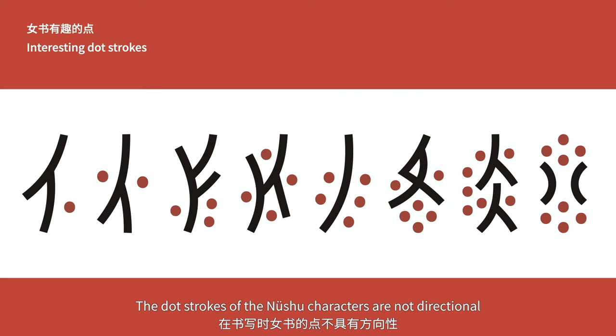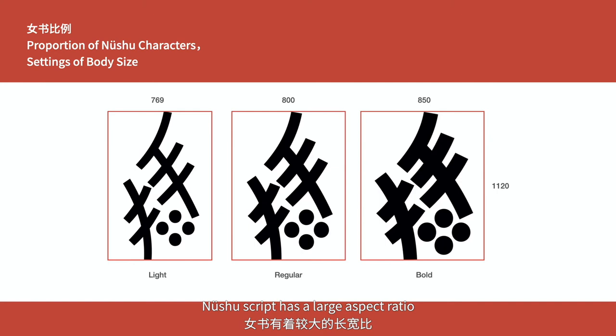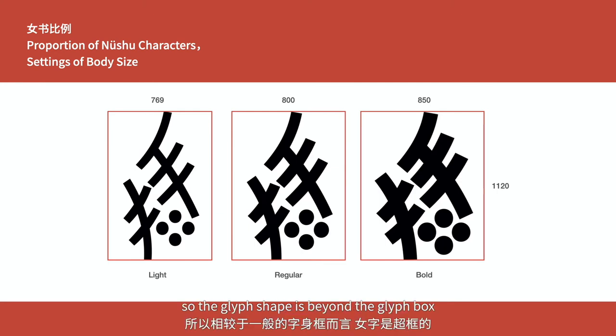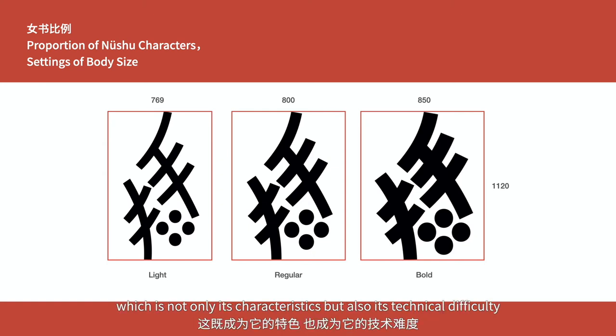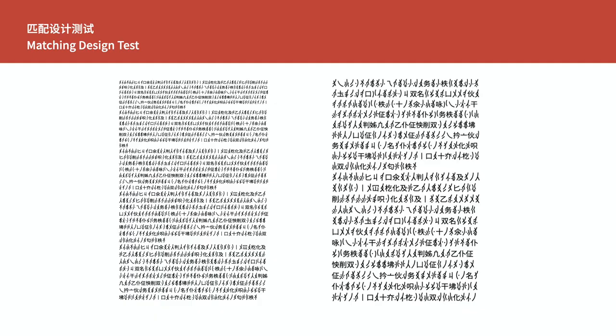The dot stroke of the Nüshu characters is not directional, which is quite different from Noto CJK SC. Nüshu script has a large aspect ratio, so the glyph shape is beyond the glyph box, which is not only its characteristic, but also its technical difficulty. This is a baseline setting of the Nüshu characters. This is a matching design text.